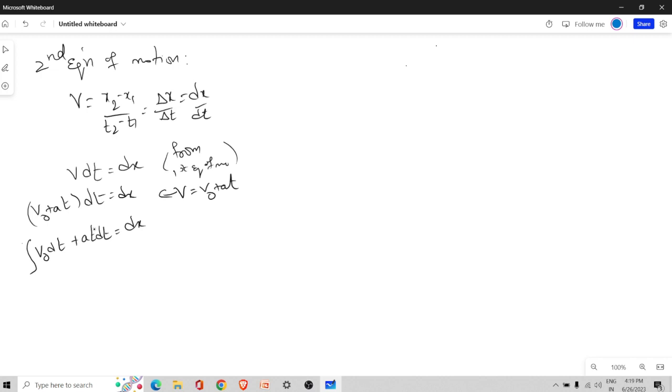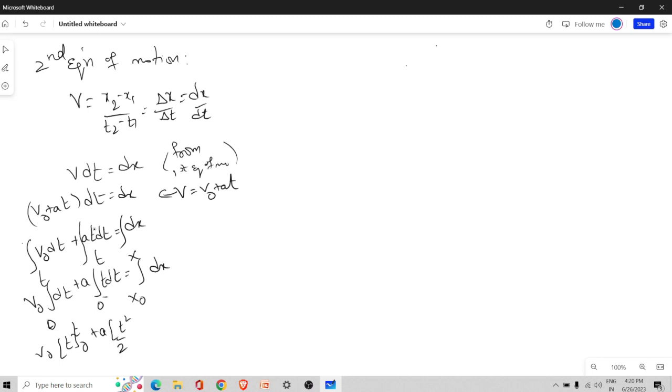Integrating on both sides, it becomes v0 integration dt from 0 to t time interval, plus a, which is constant, integration t dt, t from 0 to t time interval, that is equal to integration x0 to x of dx. So from this, for v0, I can write the integration of dt as t from limit 0 to t, and a into integration of t can be written as t square by 2 from 0 to t, that is equal to x from x0 to x.